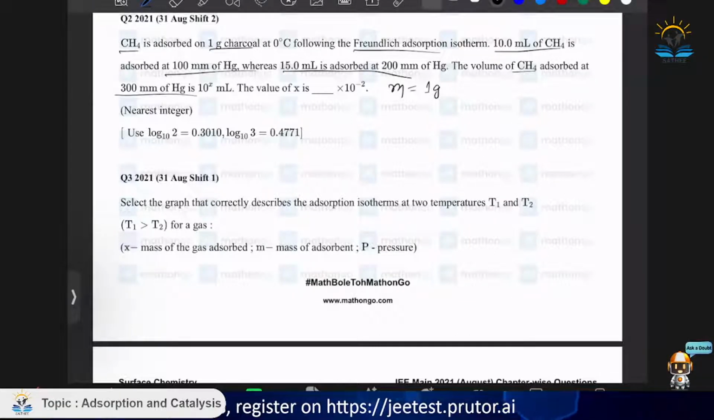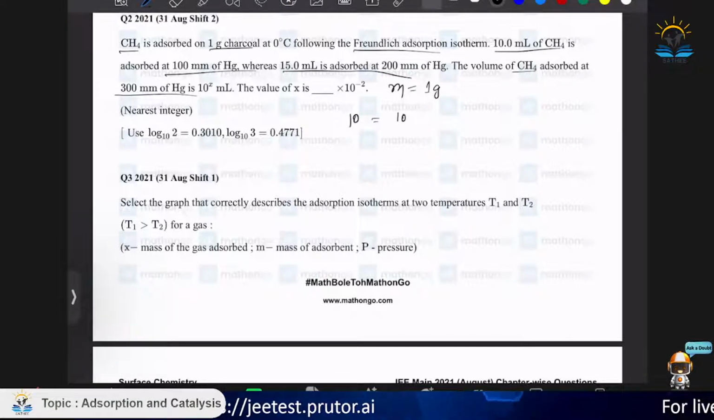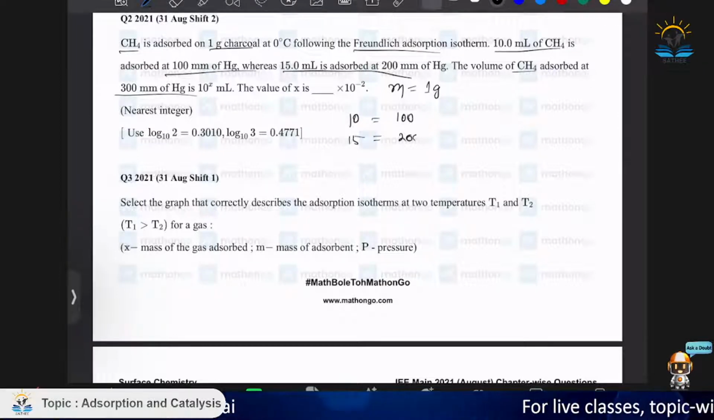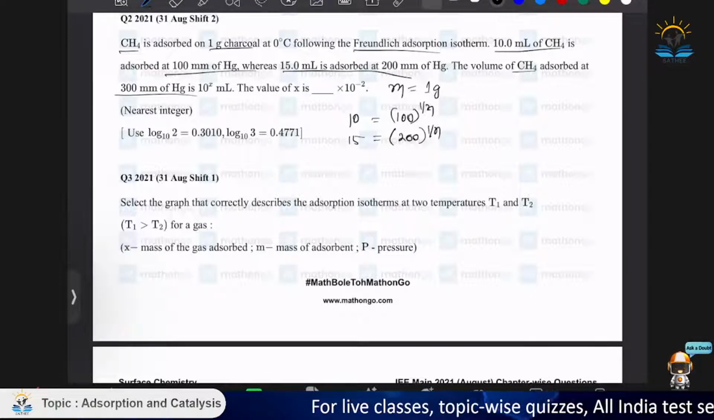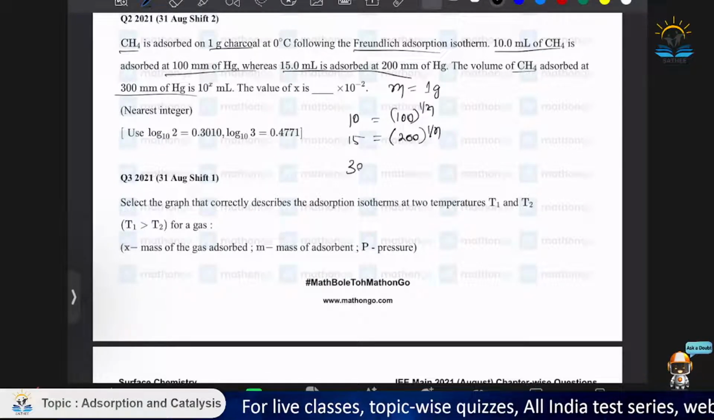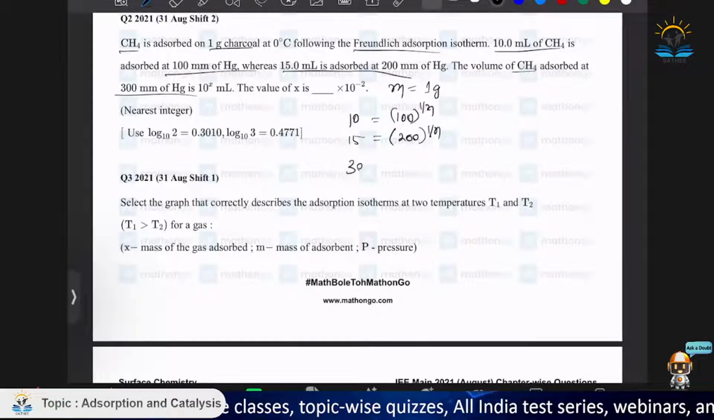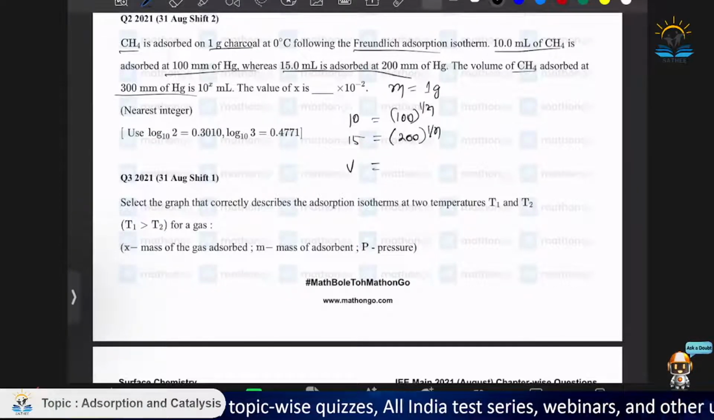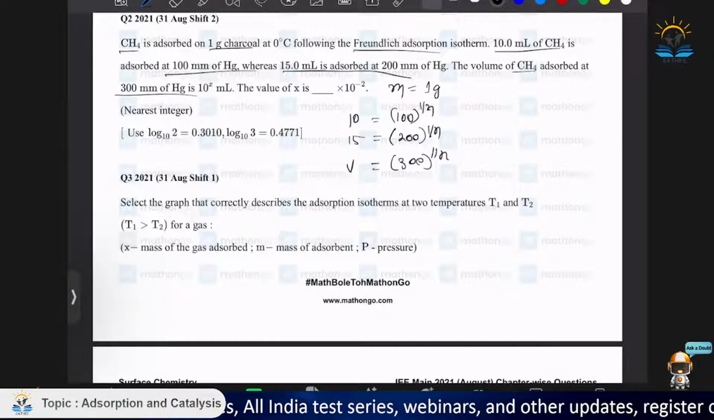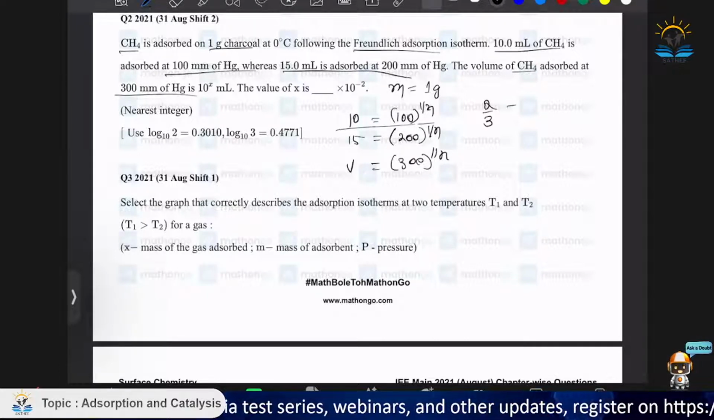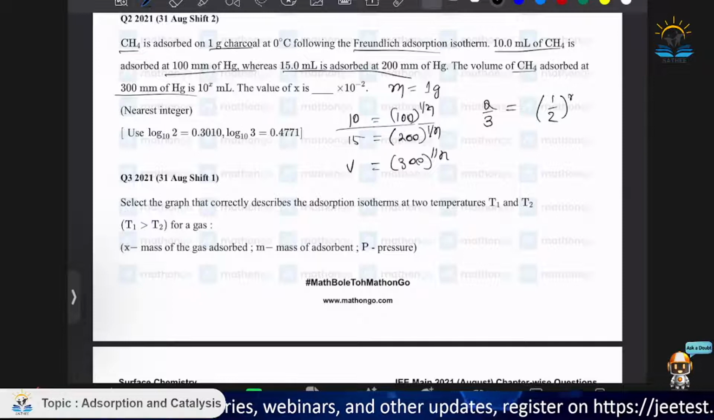The thing is, 10 ml is adsorbed at 100 mm of Hg pressure. 15 ml is adsorbed at 200 mm of Hg pressure, raised to the power of 1 by n. All right. They are asking 300 mm of Hg, the volume of CH4 adsorbed. So we'll take the volume as V, and here we'll put 300, 1 by n. Taking the ratio here, we have 2 by 3 is equal to 1 by 2 to the power 1 by n.